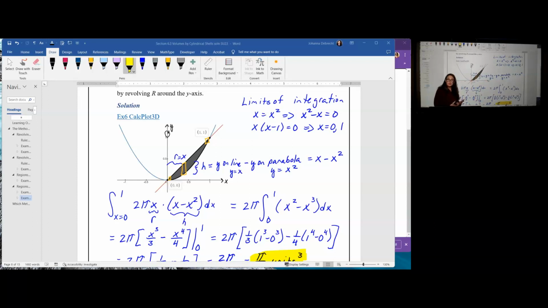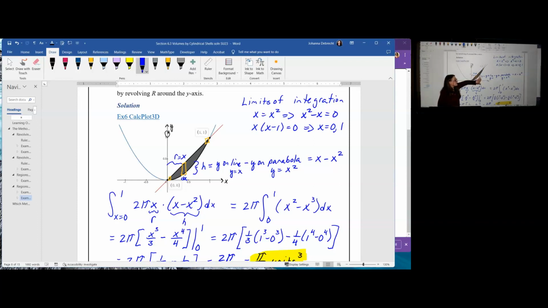Next, I need something to represent the radius and the height in terms of the differential. Because the rectangles are vertical, the differential must be dx. So I need to represent the radius and the height in terms of the variable x. The radius is going to be measured from the y-axis, which is the axis of rotation, to the strip, which is just the x value on the curve, in this case on the line. But I can just represent the radius r with x.